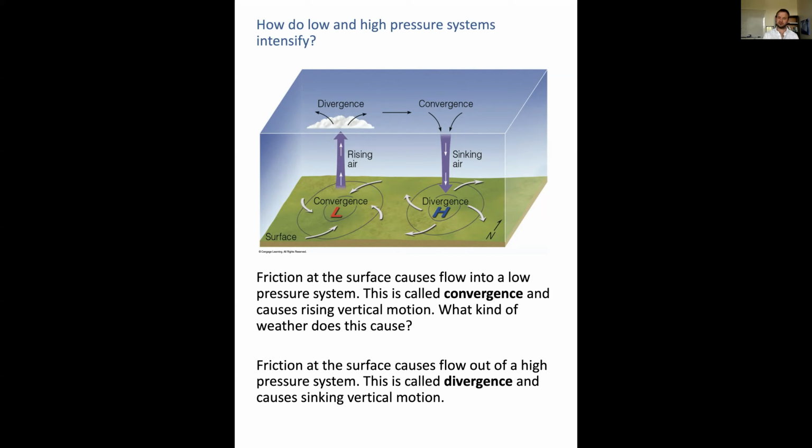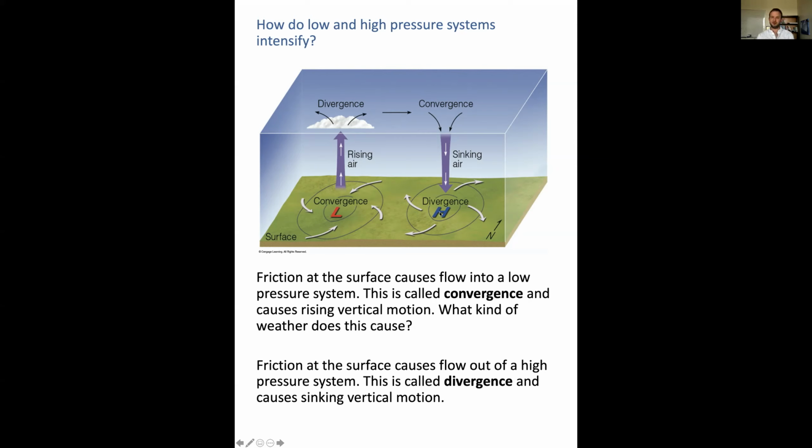And convergence is an effect of friction at the surface. And because the air is converging in the low pressure system, that leads to rising air as a result. Okay, so because the air is piling up at the surface, it has no other way of leaving the surface in the vertical direction.